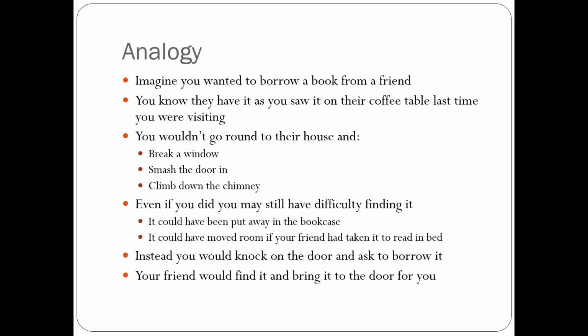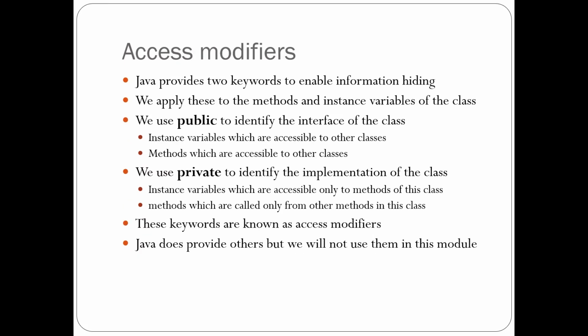So the interface is public, i.e. the front door. The implementation, like the room that it's in, the information that's held in it, that's completely private. And the way that we create these access modifiers is by adding the words public and private to our class implementations. And there's a couple of rules that you need to know about adding these access modifiers.